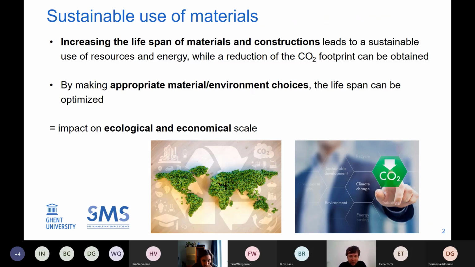Increasing the lifespan of material and constructions can lead to sustainable use of resources and energy, while a reduction of the CO2 footprint can be obtained. If we want to meet the European target of zero CO2 emissions by 2050, we have to make appropriate material environment choices to optimize this lifespan and to, in the end, obtain ecological and economical gain.